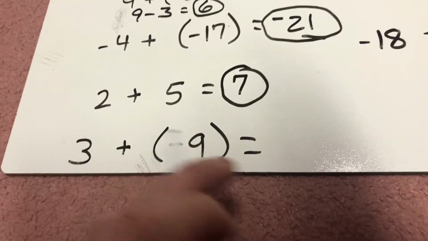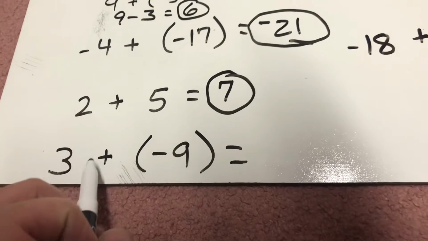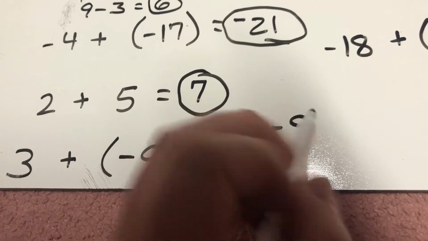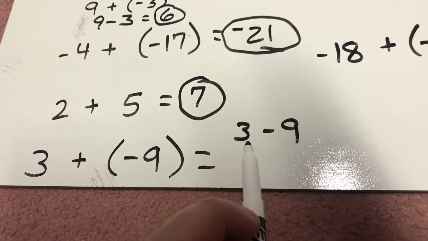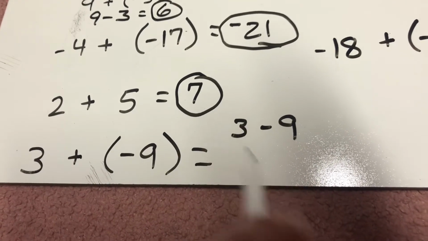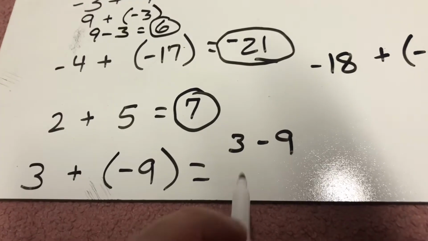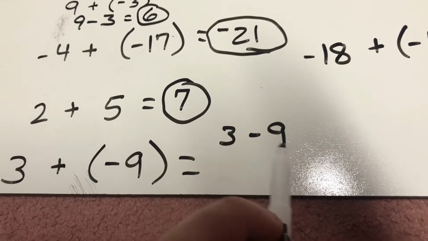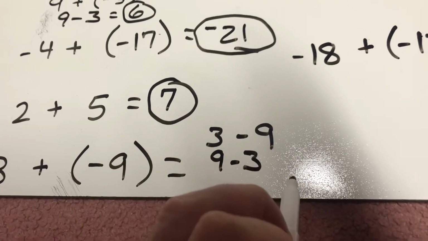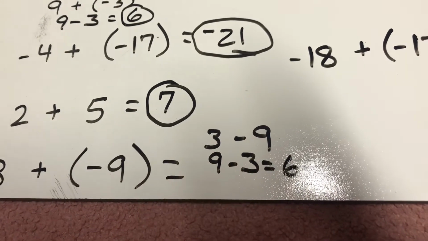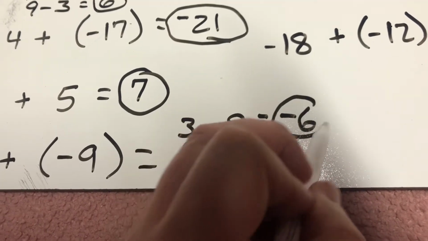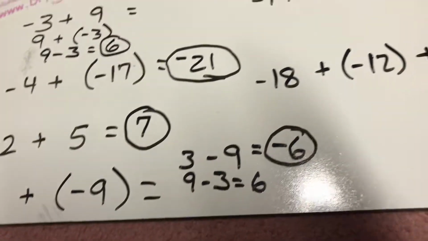Now here I have 3 plus negative 9. I can think about this as 3 minus 9. Some of you might say you can't do that because 9 is bigger than 3. Well, until you work with negative numbers, that's actually true. But for 3 minus 9, I can just think about it as 9 minus 3. Well, I know that 9 minus 3 is 6, which means that 3 minus 9 is going to equal negative 6. Pretty basic, all right?